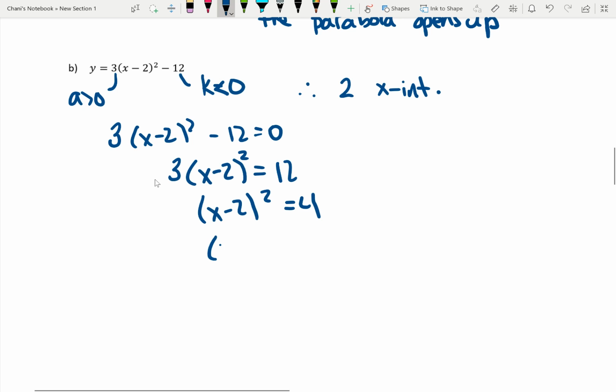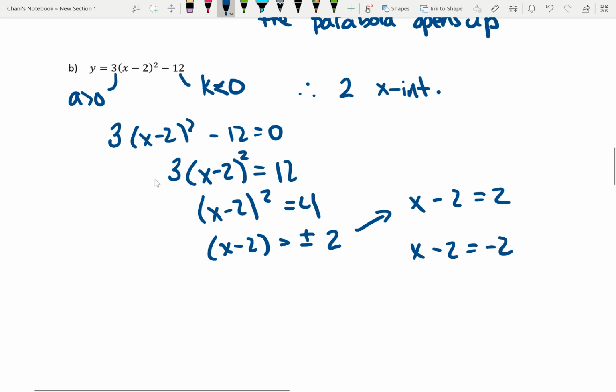Then you take the positive or the negative square root, and you get your two answers from there. So x minus 2 equals 2, or x minus 2 equals negative 2. From this, you get x equals 4. And from this, you get x equals 0. So those are the two x-intercepts.